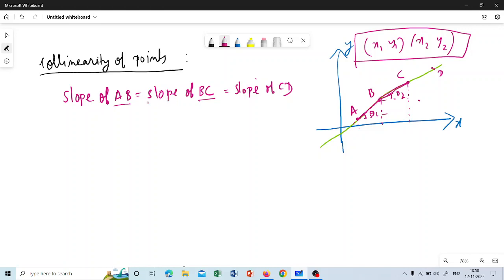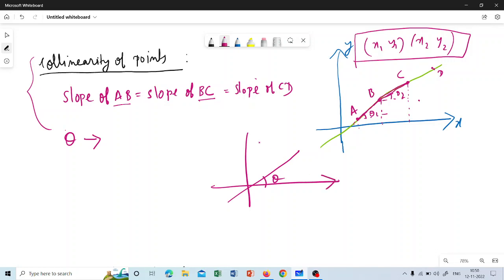Now I am going to end here because this is all about collinearity. We have seen so many things from the time we started with the slope of a line. One more thing I have to mention is that theta is the angle. If I consider any straight line, the angle with the positive x-axis is theta. This theta is sometimes called the inclination of the line. So this angle is also called inclination.